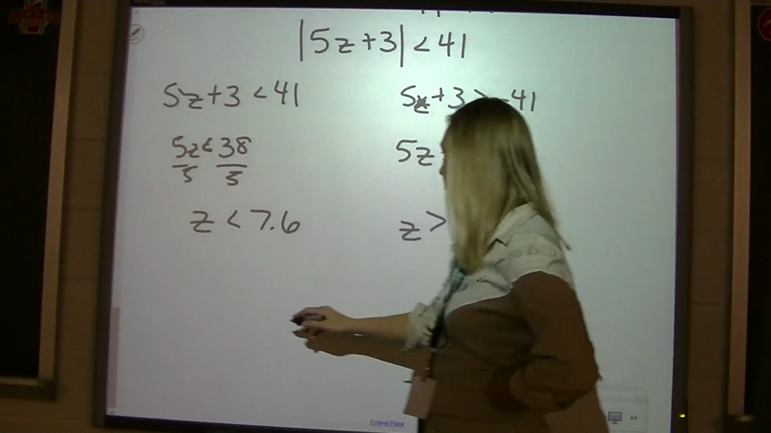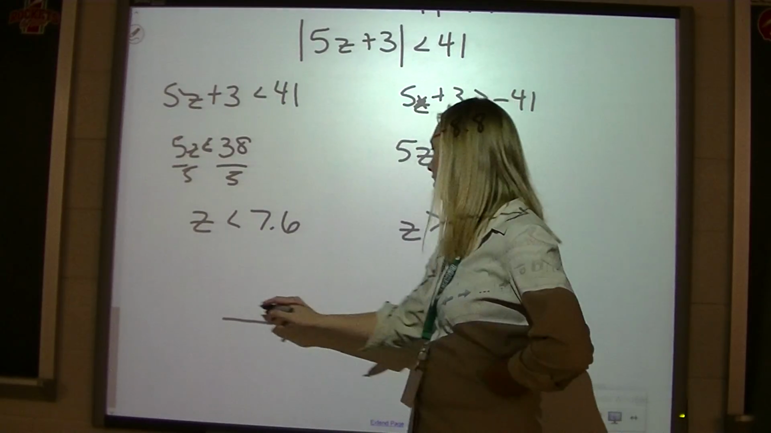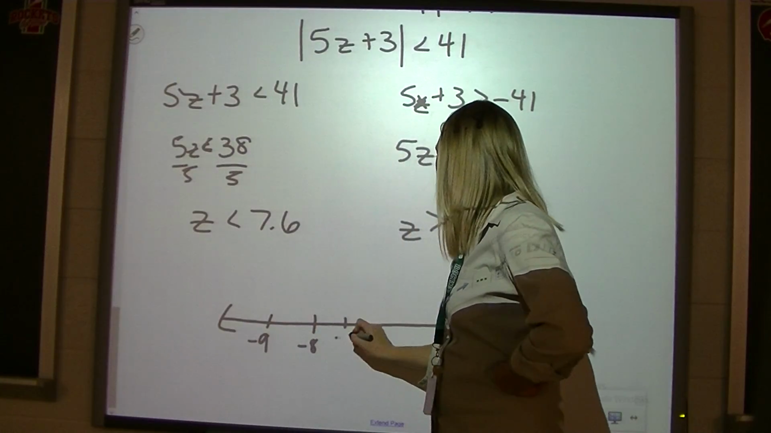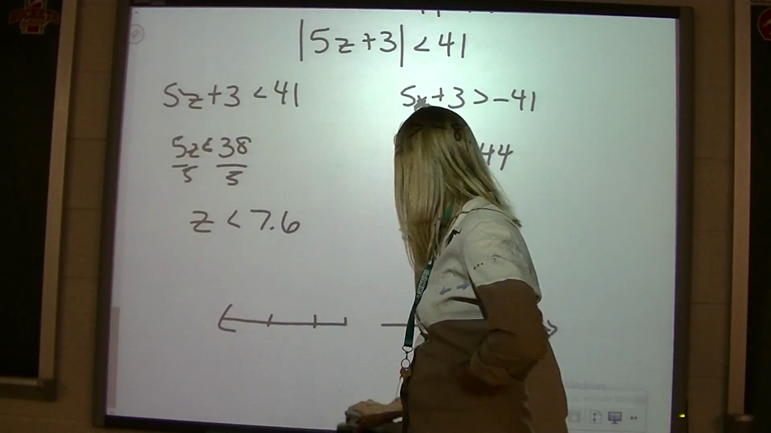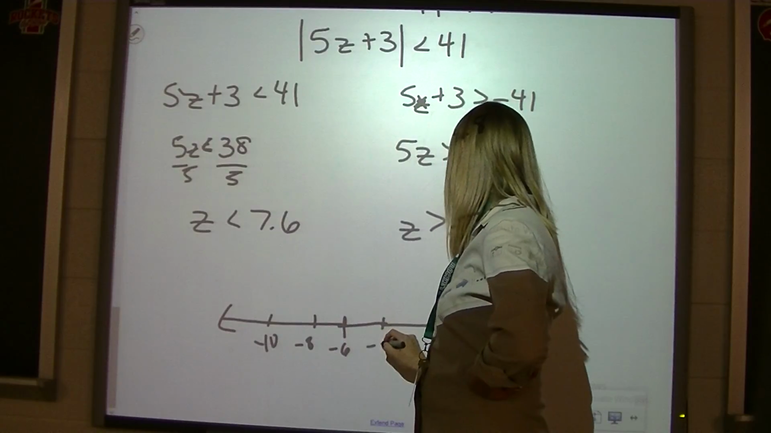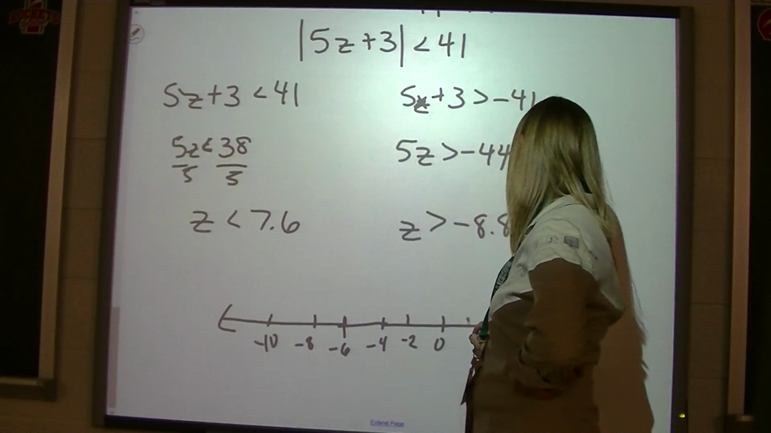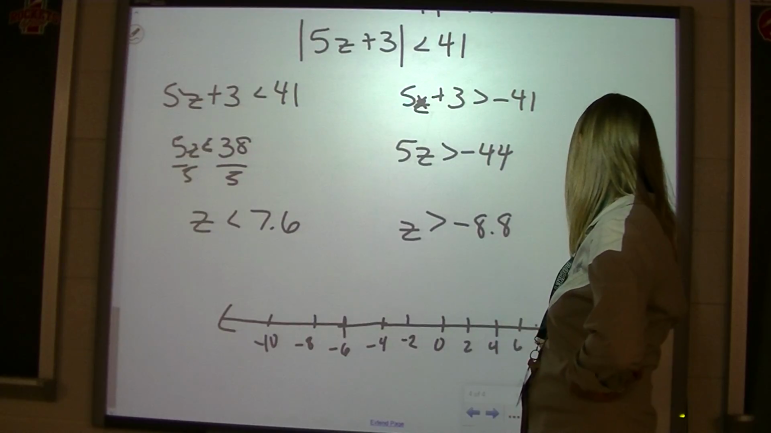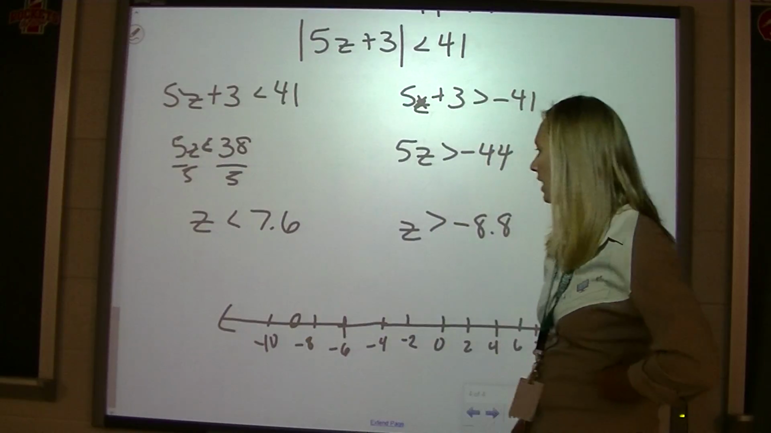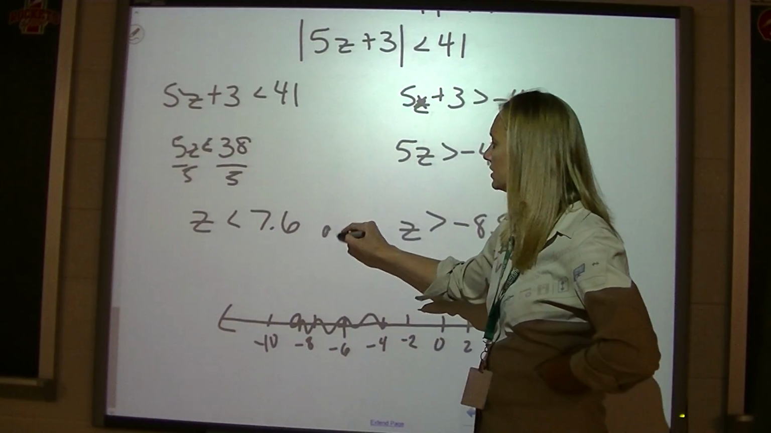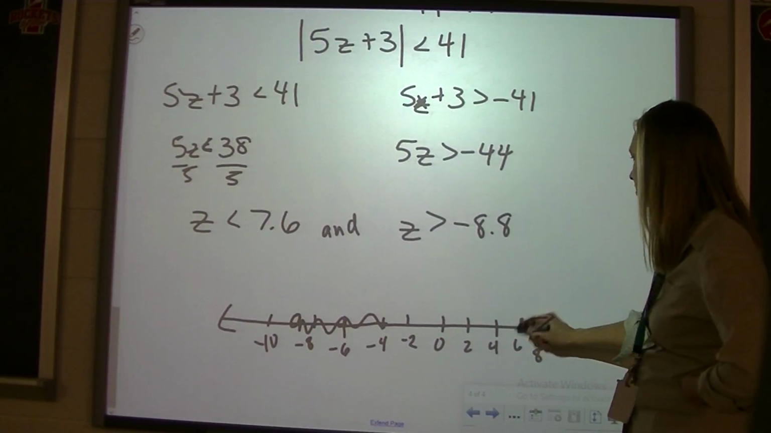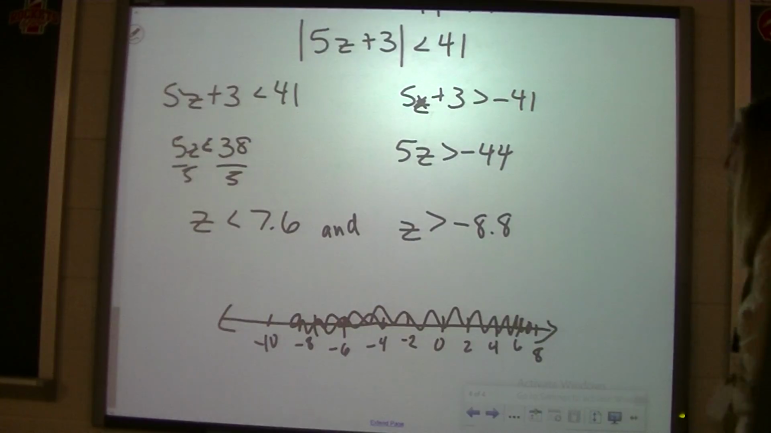Okay, so it has to be greater than negative 8.8. So I'm going to go by 2's here. Negative 10, negative 8, negative 6, negative 4, negative 2, 0, 2, 4, 6, 8. Open circle at negative 8.8, which would be about here. And it has to be greater than that, so this must be an and statement. And less than 7.6, again, open circle, and it has to be less than that. So we shaded in between the two.